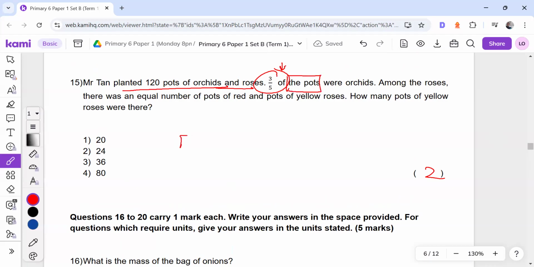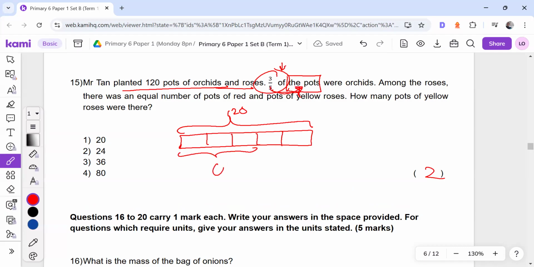So the fraction is talking about the pots, and all the pots is 120. I just have to draw the model, and then I know how to do it. So I cut the rectangle into 5 boxes because the denominator says so. The denominator is 5, right? 3 boxes are orchids, you must label. And please label the other 2 boxes. You've got to label what these other 2 boxes are. Roses. Among the roses, there were an equal number of pots of red and pots of yellow.